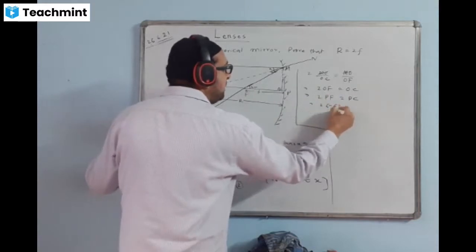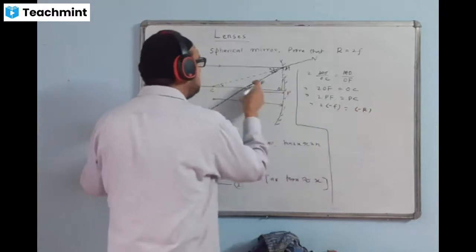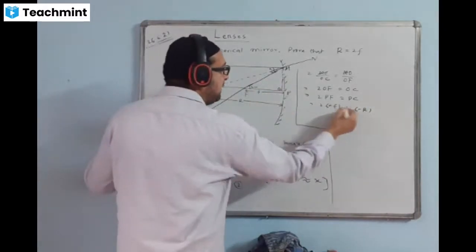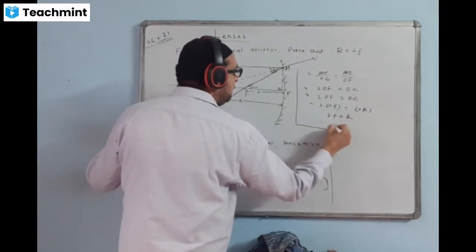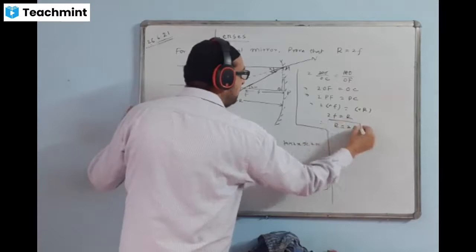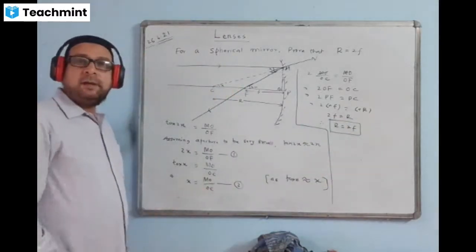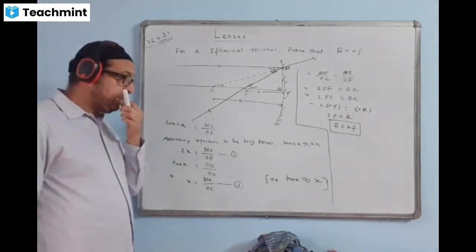We can write within bracket minus F. PC is equal to minus R. This is in the left side, and this is also in the left side, against the incident ray. Minus minus cancel, you get 2F is equal to R. Therefore, we have the formula R is equal to 2F, or F is equal to R by 2.